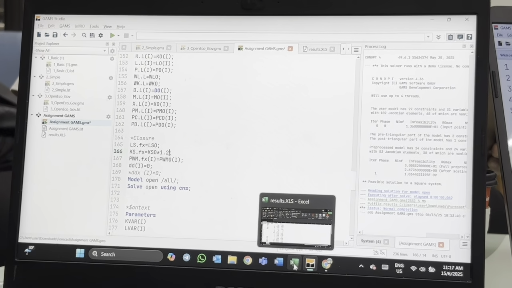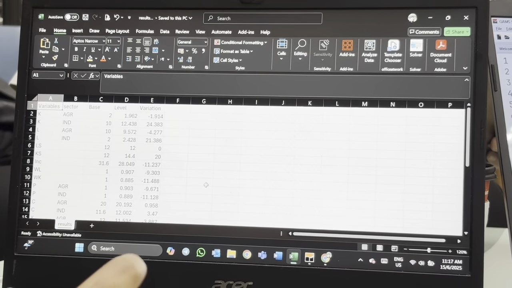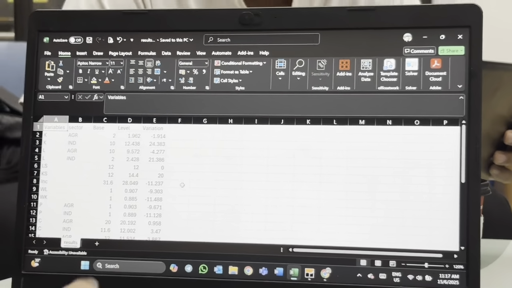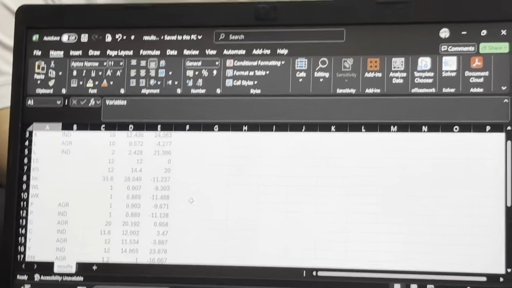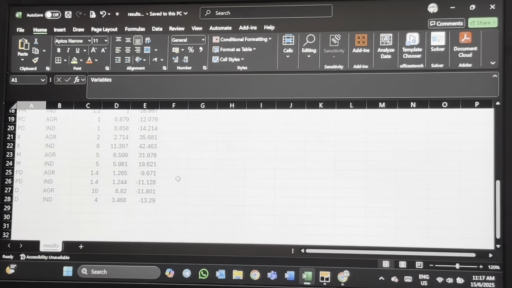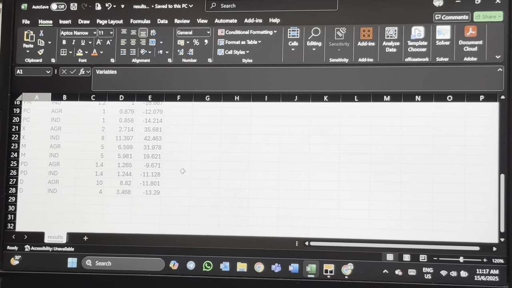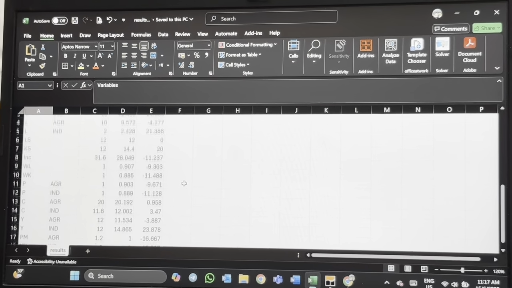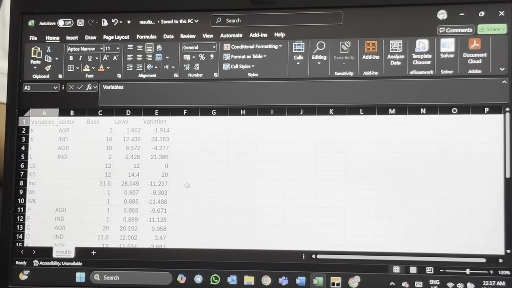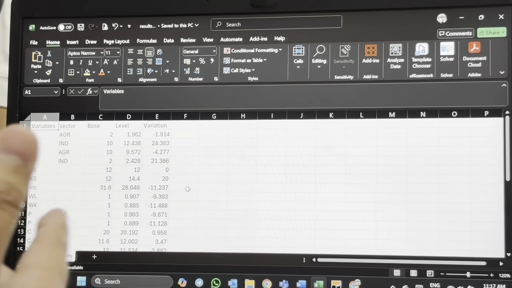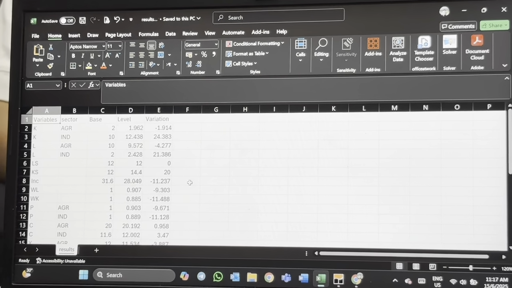So here's the result. As you can see here, most of the variables in our model do change due to the capital supply increment of 20%. The only thing that remains the same is the labor supply. So let's see the changes that happen in all of the variables.